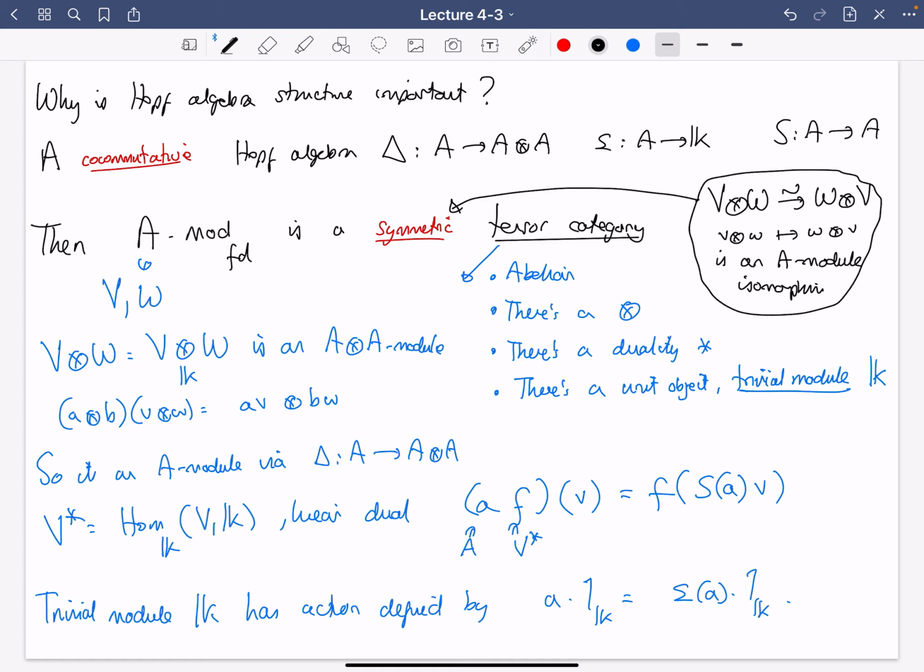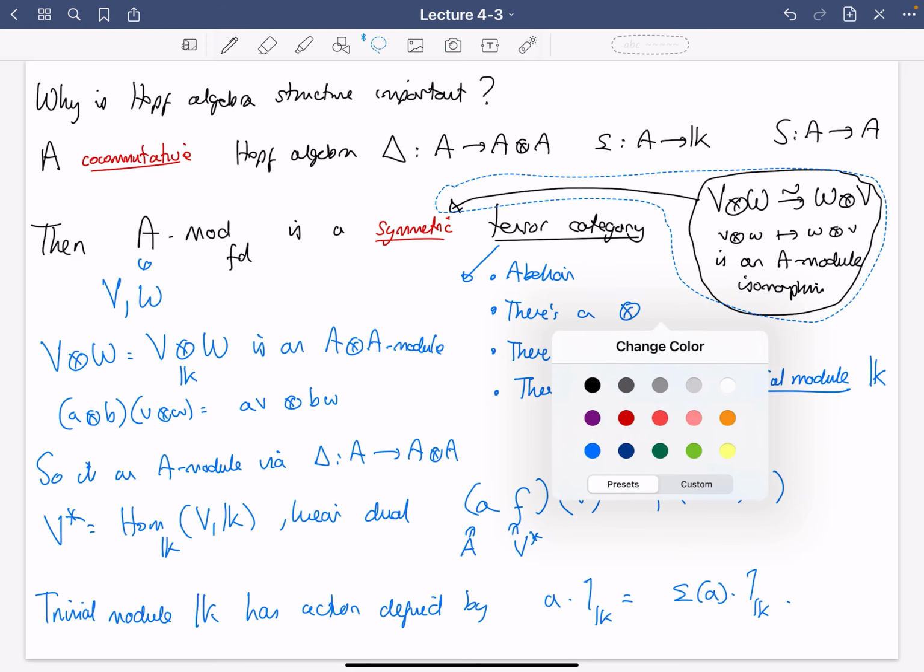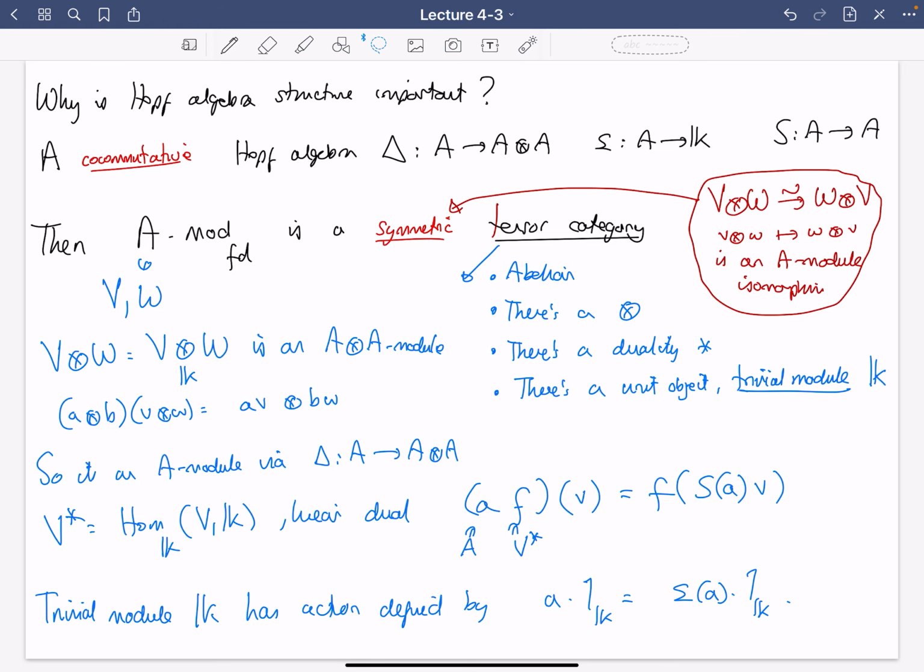That's what the word symmetric means, and I guess maybe I should make that in red as well, because this is all just with this extra assumption that the co-algebra is co-commutative. What does co-commutative mean in there? That means that if you go from A to A tensor A, you can flip with delta and delta, and the flip is the tensor flip, as always, so that diagram commutes.